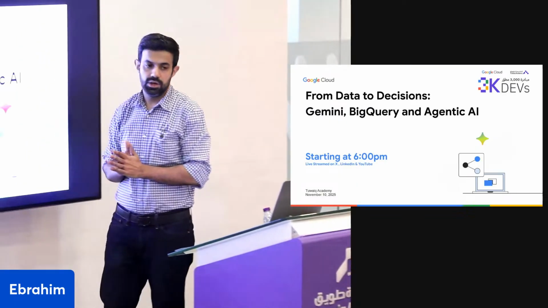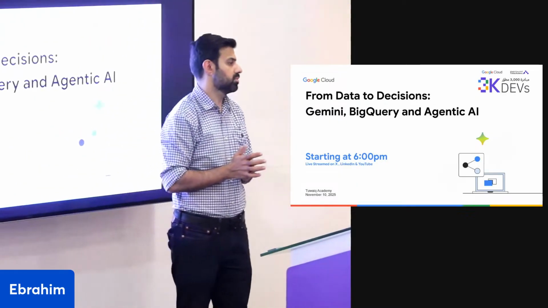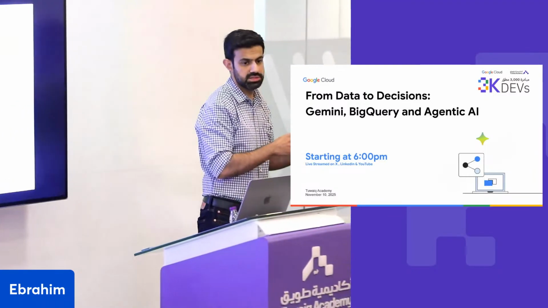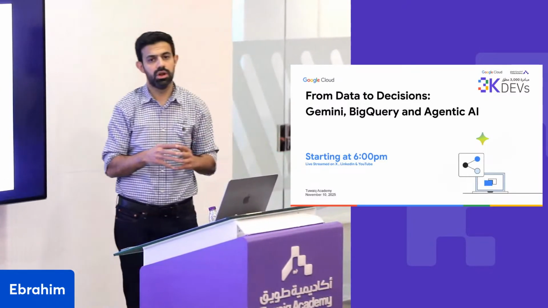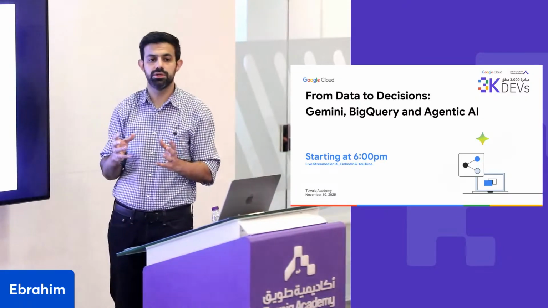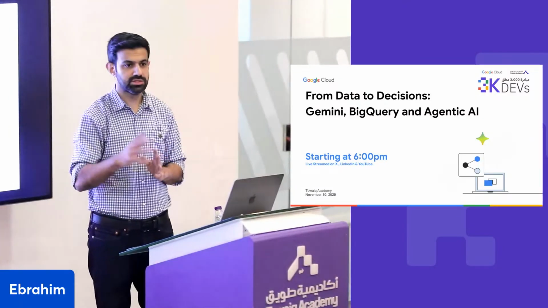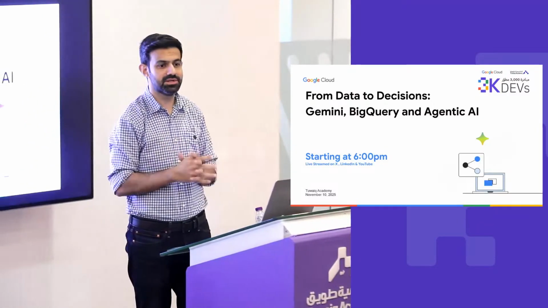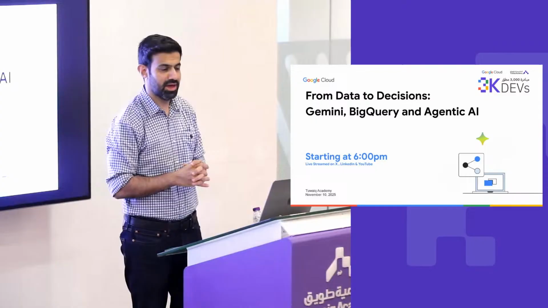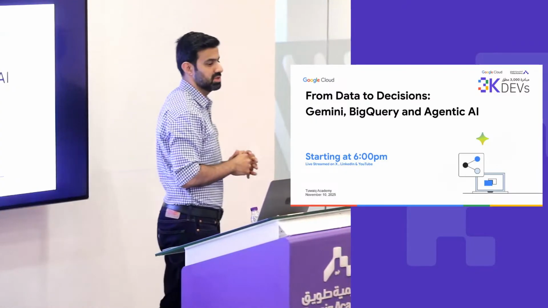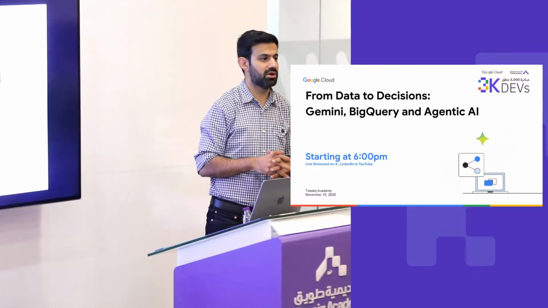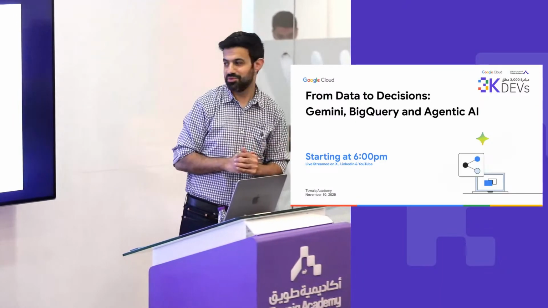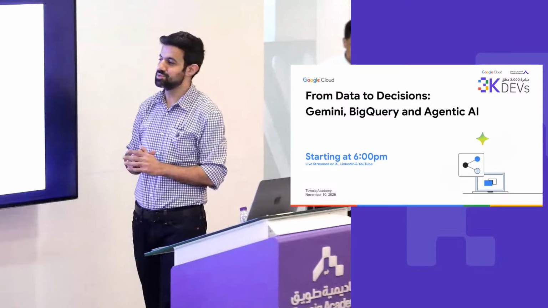So we'll be talking about how we can go from data to decisions. And in that journey, we will talk about Gemini, BigQuery, and overall how these two technologies come together to deliver agents. Now just raise your hands if you already use Gemini to some extent. And how many of you know something about what BigQuery or Lakehouse is in general? Perfect. So you are going to learn something new today.